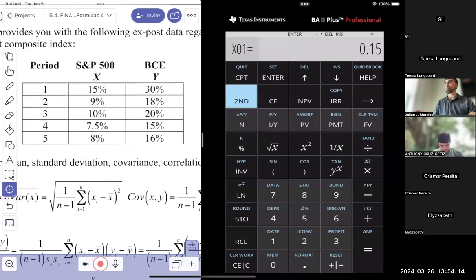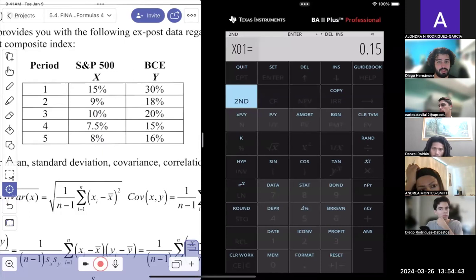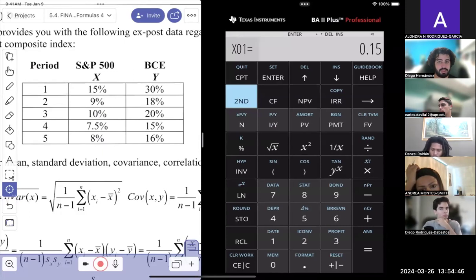So Diego, what do we do next? Denzel, what do I do next? I put all my data in. How do I get the results? How do I get the results from the calculator? We put everything into data, this one here. And now I'm going to hit second stat, and there are my results.